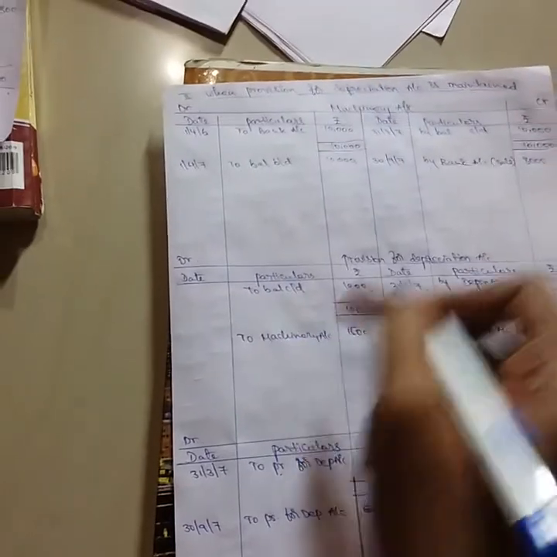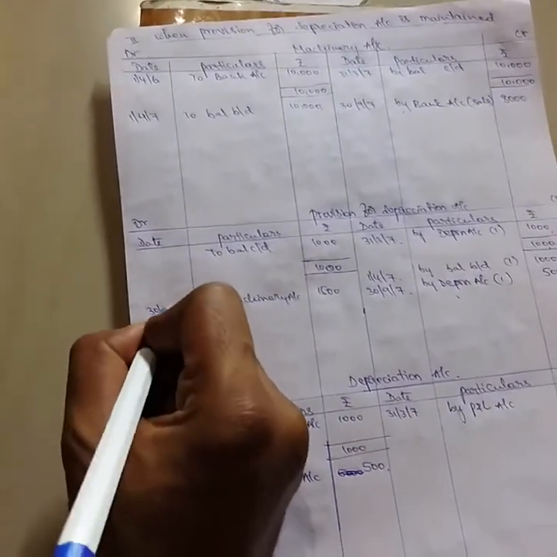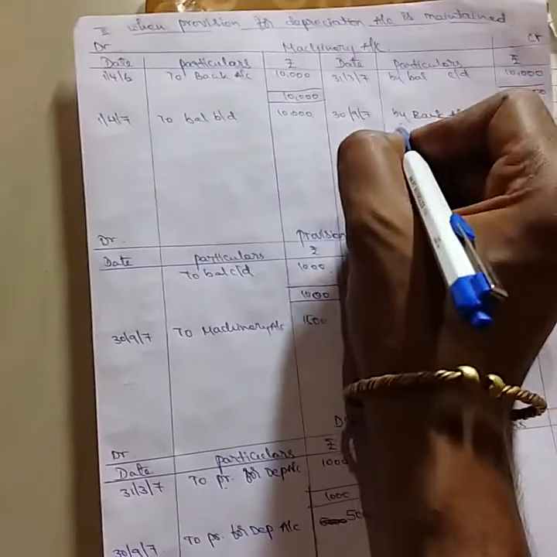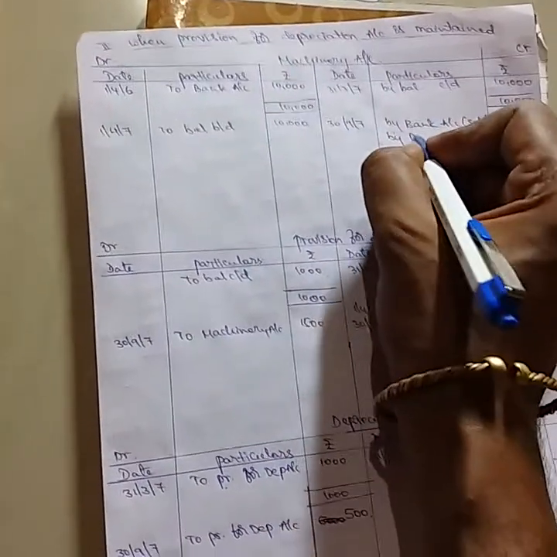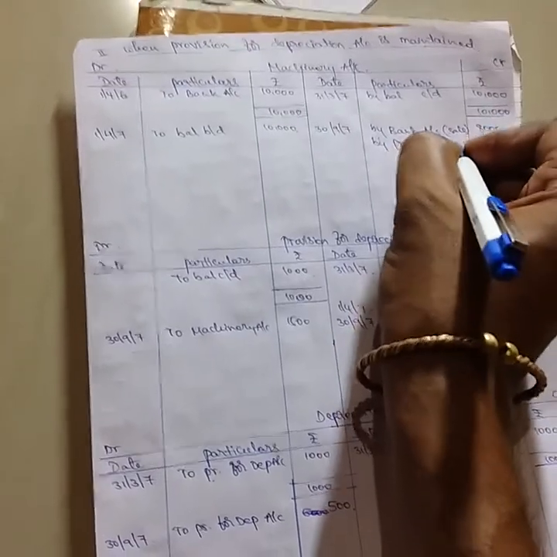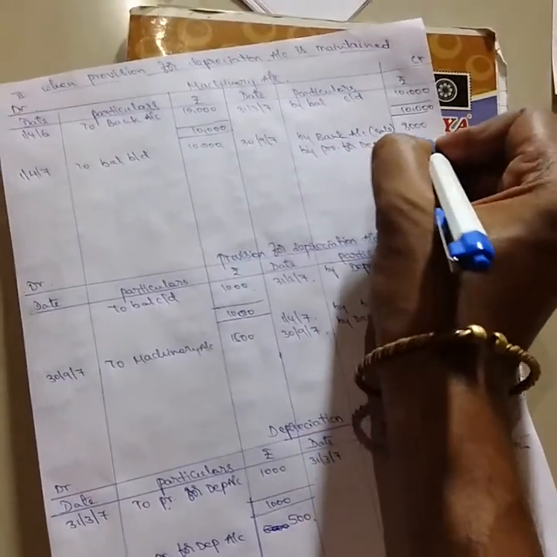1,500 should be transferred to machinery account. So the date is 30th/9/2007. On the selling date, it should be transferred. Provision account is debited, asset account credit by provision for depreciation account 1,500.